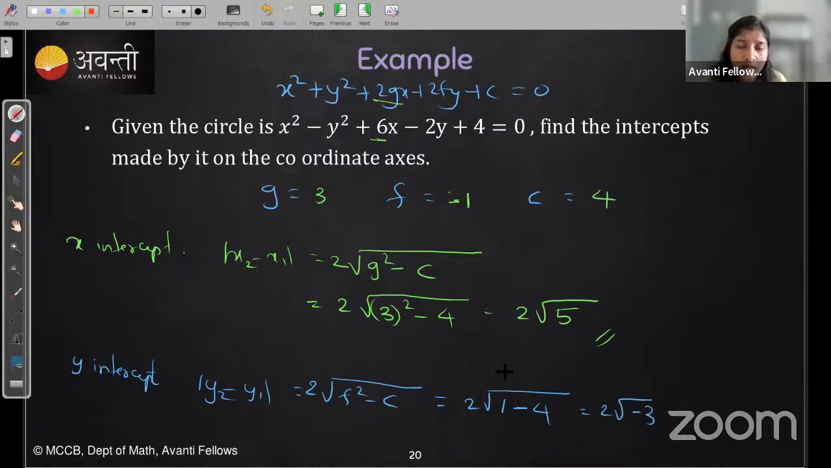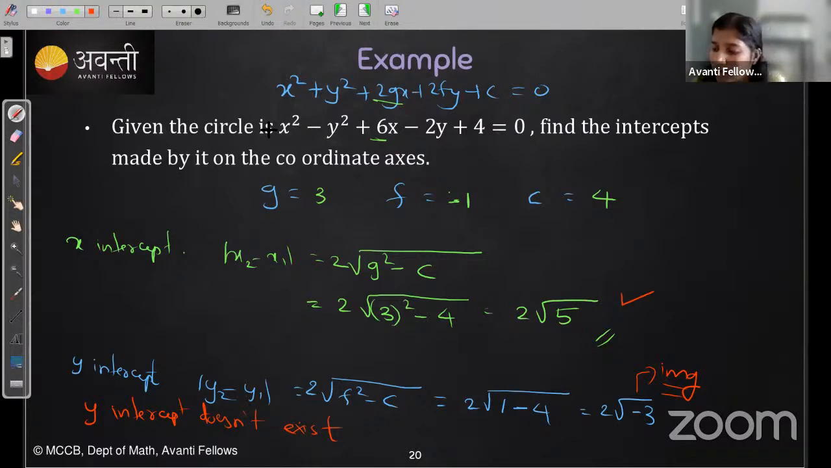Observe here what is happening. I am getting an imaginary term here. It means whenever we get an imaginary discriminant, the curve never cuts the axis. So it is never cutting the axis, which means the y-intercept doesn't exist in this case. So only the x-intercept exists and its value is 2 root 5. Is it clear to you all? Any doubt in this?